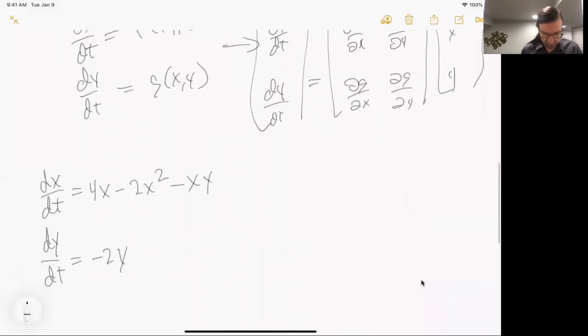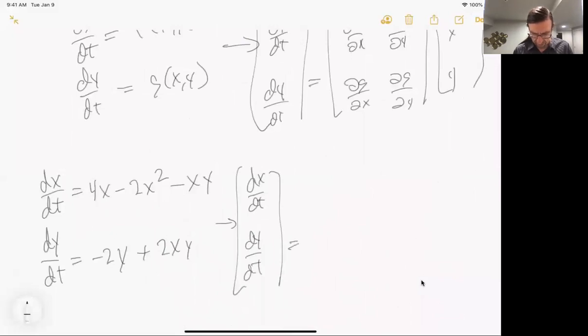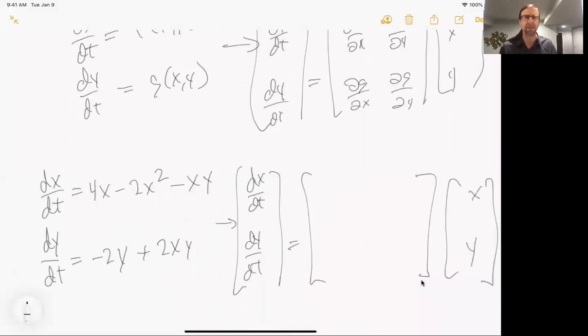Minus 2y plus 2xy. All right, so we're going to replace that with the linear system, dx/dt, dy/dt equals, and I have to write down a matrix. And the way I'm going to get this matrix is I'm going to compute the four partial derivatives at each of the equilibrium points. So let's do the partial derivatives first, not worry about it being at the equilibrium points, and then we'll plug in those values.